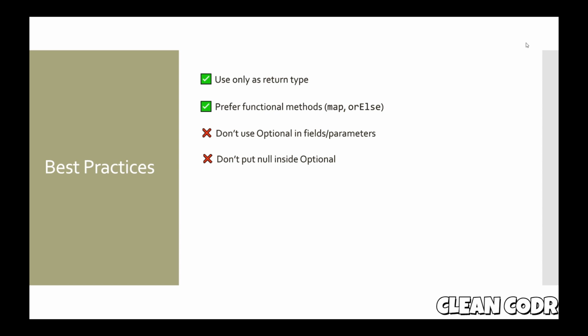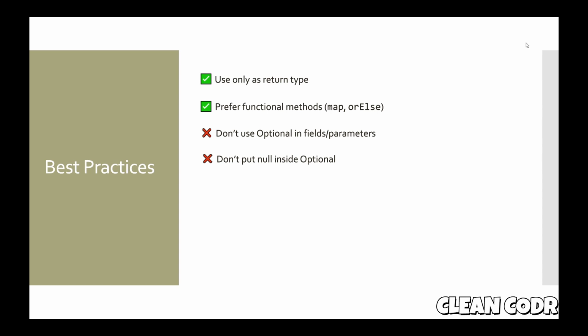Best practices. This is very important. Use Optional in method returns only. It signals clearly, value है तो मिलेगा वरना empty. Don't overuse it. No Optional fields, no Optional parameters. That's like carrying an umbrella inside a waterproof raincoat. Double protection, zero sense. The final one is don't put null inside Optional. I mean, it's like wrapping a cockroach in a gift box.